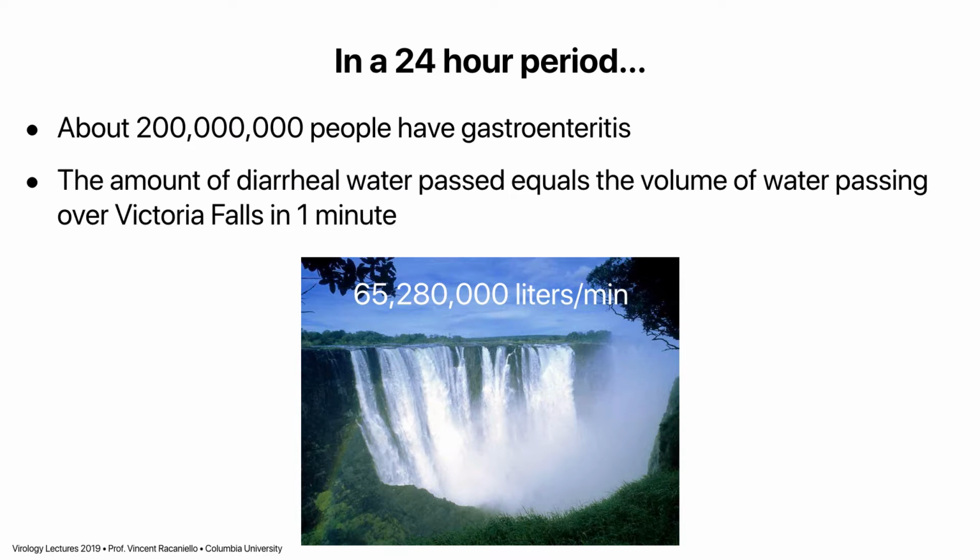Here's a lovely statistic I learned from a gastroenterologist at Stanford. In a 24-hour period, 200 million people in the world have gastroenteritis, and the amount of water they pass equals the water passing over Victoria Falls in 1 minute, which is 65 million liters per minute. That's how much diarrheal volume is being passed by these people with gastroenteritis, which is an inflammation of the intestinal tract, mostly caused by viruses, although some bacteria can do it as well.